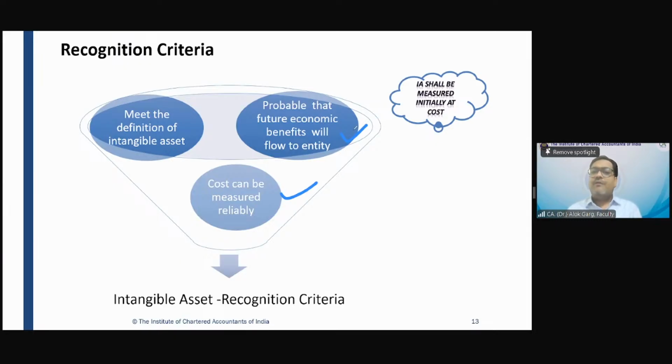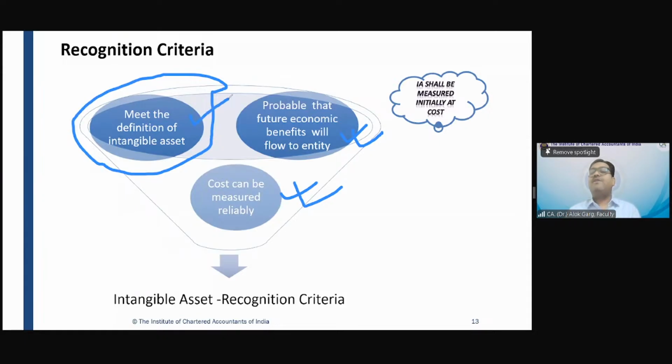So friends, future economic benefits should be probable and cost can be measured reliably. The same condition was there in the tangible asset standard also, PP standard also. And hence the third condition was also given for intangible asset recognition criteria. It should meet the definition of intangible asset.